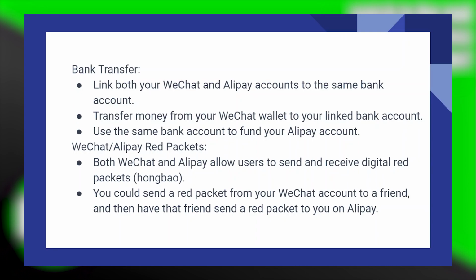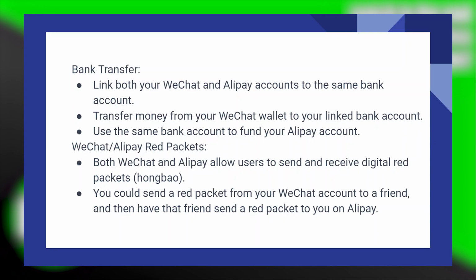So first of all, what you need to do is link both your WeChat and Alipay account to the same bank account. Then, transfer money from your WeChat wallet to your linked bank account. Now, use the same bank account to fund your Alipay account.